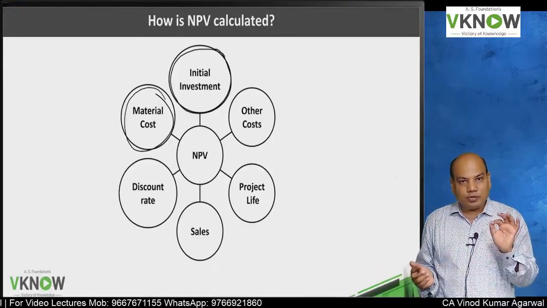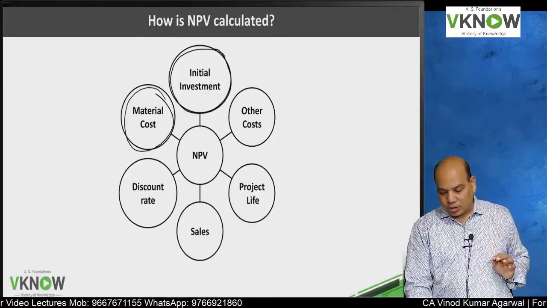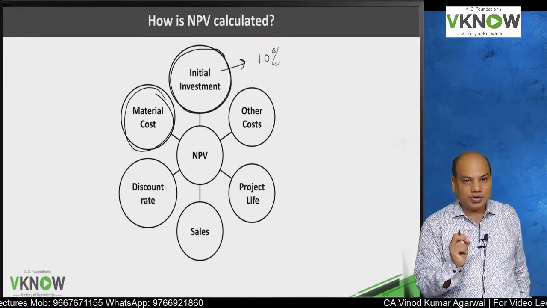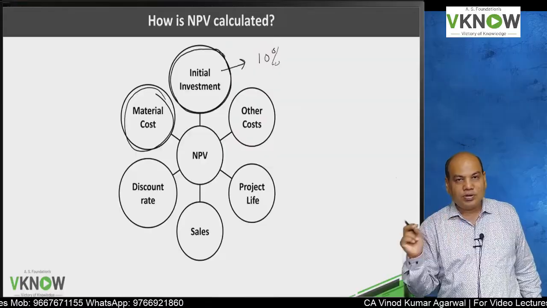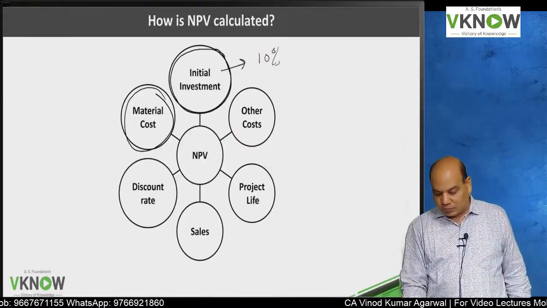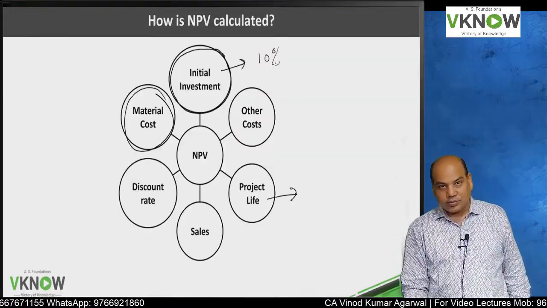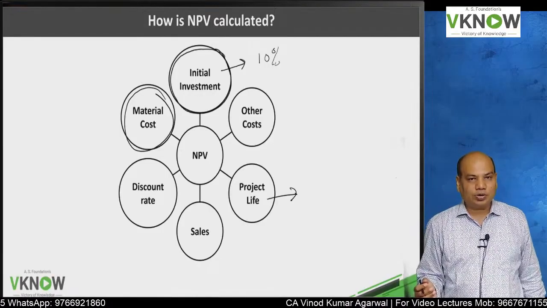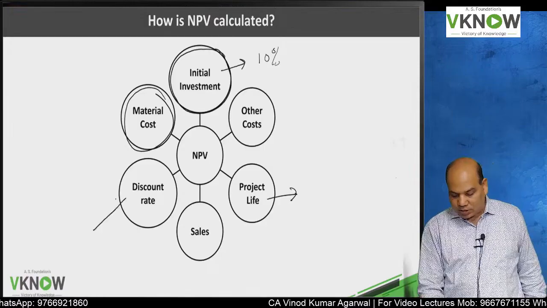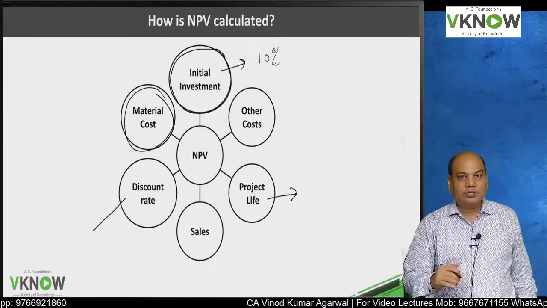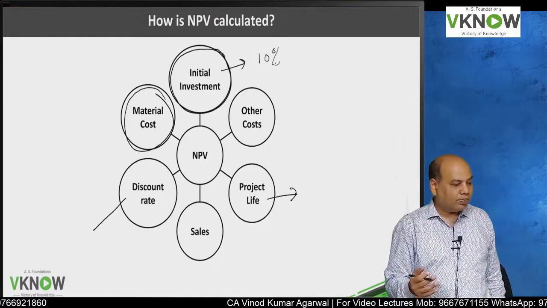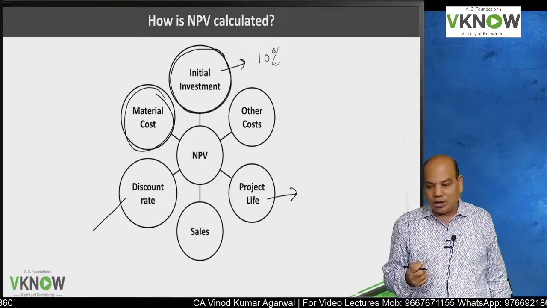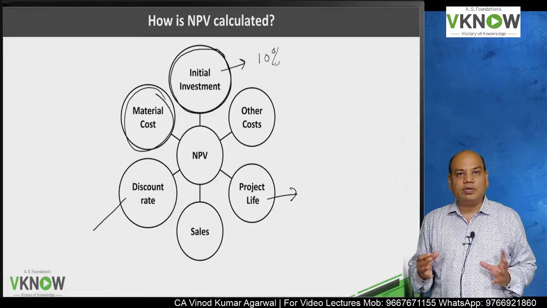The second type of question they will ask you: if initial investment increases by 10%, how much will be the impact on NPV? Or if the life of the project is 3 years instead of 5 years, what will be the impact on NPV? Or if the discount rate instead of 10% had been 12%, what would be the NPV and what would be the percentage change in NPV? So both ways a question can be asked.